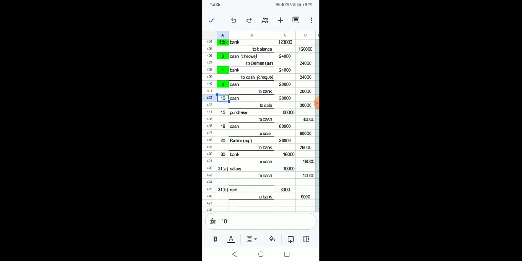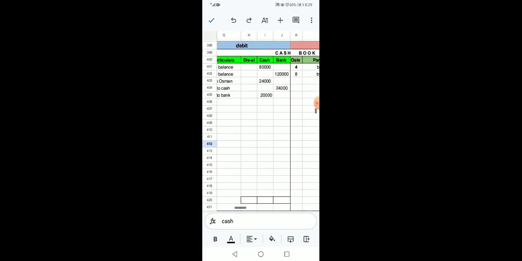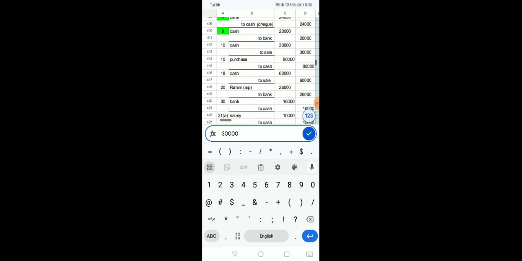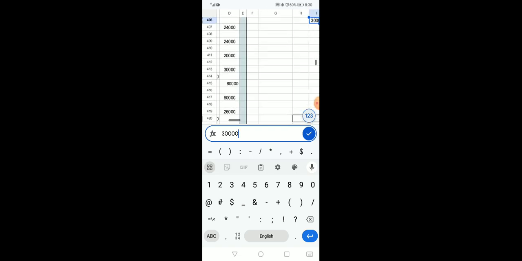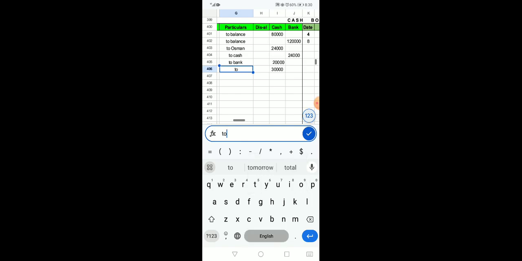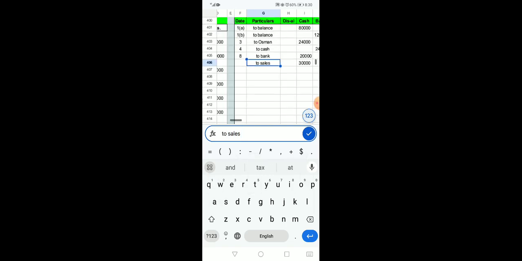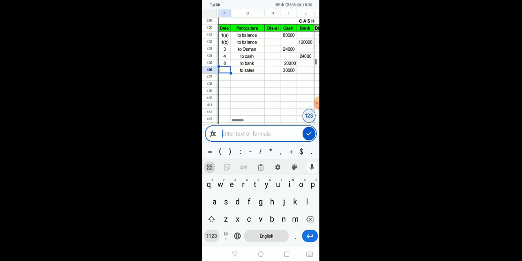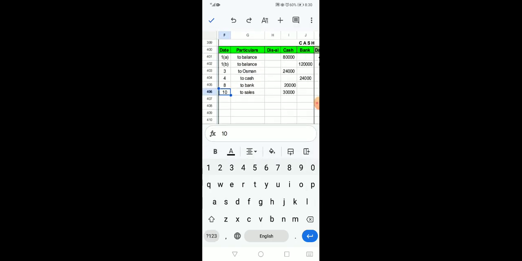Next entry is entry number 10. We have two elements, but only one element we are associated with, that is cash. 30,000 on debit side. You will go to the debit side of the cash and will write 30,000 on debit column of the cash book. Seek the reference. What is written in 10th entry opposite side of cash? It is sales. So you will write to sales over here. Now see its date, which is 10. So you are going to put 10 in date column.